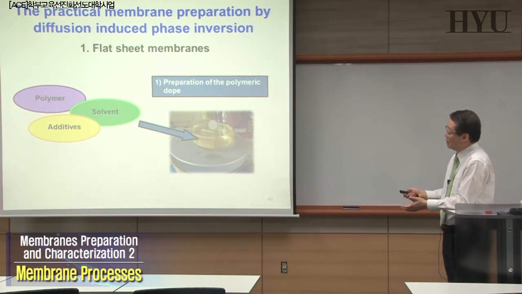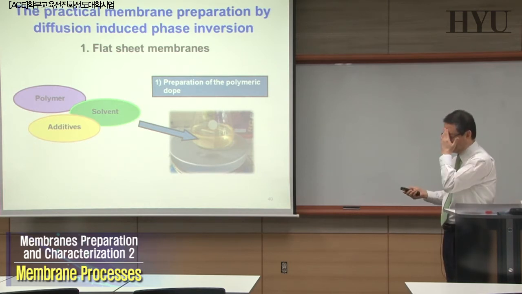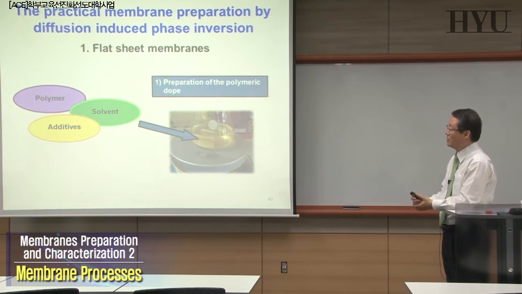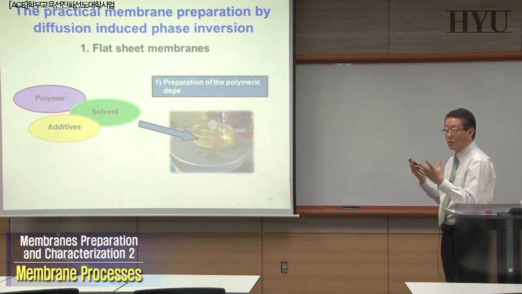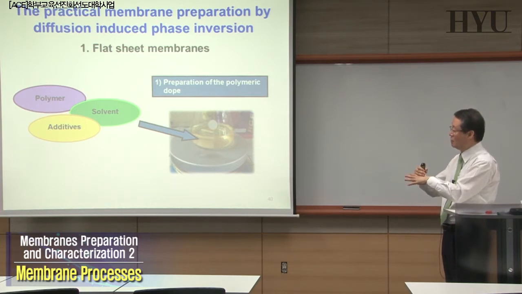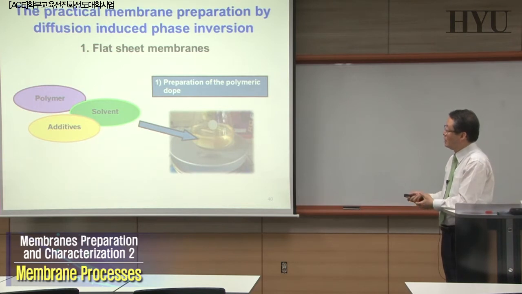Okay, and the polymer concentration, particularly the polymer content in the solvent, will be very important in the manufacturing of polymer membranes, because it will affect the formation of macro voids, defects, and entanglements in the final polymer membranes. And of course, the type and content of additives will determine the final morphology of a membrane as well.